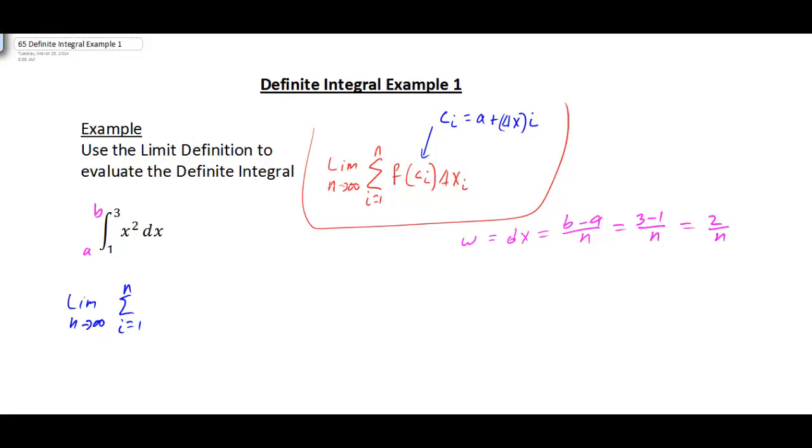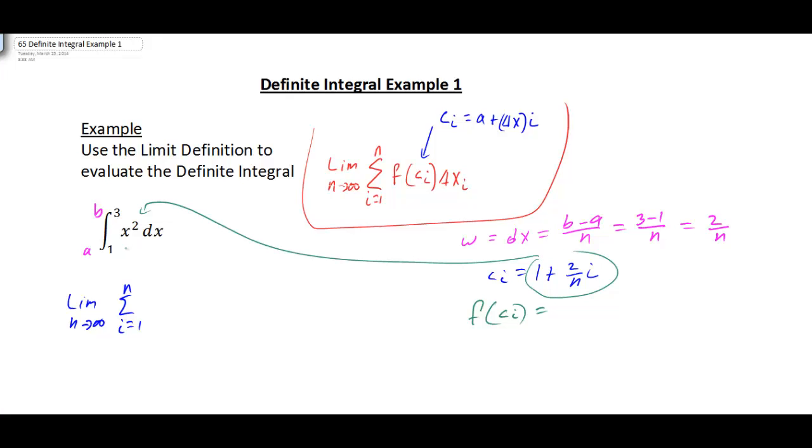and then we need to find the c sub i, and remember that's going to be your a, so in this case our a is 1 plus the delta x, which is 2 over n, multiplied by i. And don't forget, we need to actually take this and substitute this into the function. So we want to find f of c sub i. So we're going to take all of this and substitute into the function here, which is x squared. So we would have 1 plus 2 over n i, the whole quantity squared.